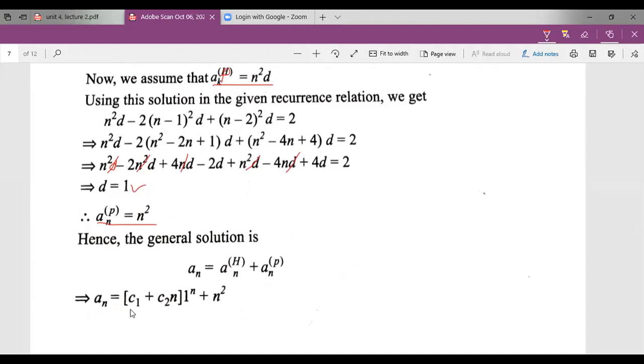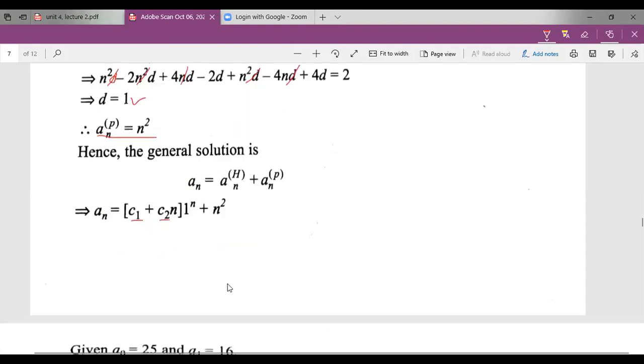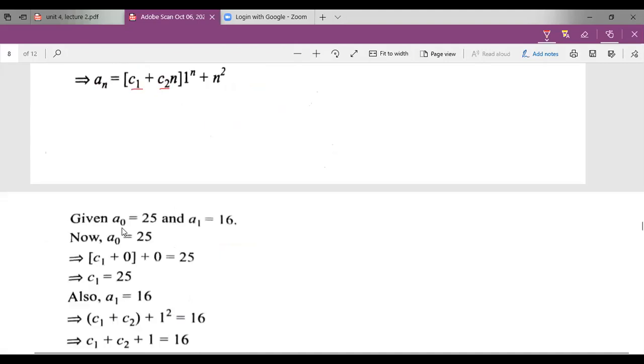Now we have to find the c1 value and c2 value using the given initial conditions. Okay, so the given initial conditions are a_0 is equal to 25, a_1 is equal to 16. So now we put n is equal to 0 in this equation.